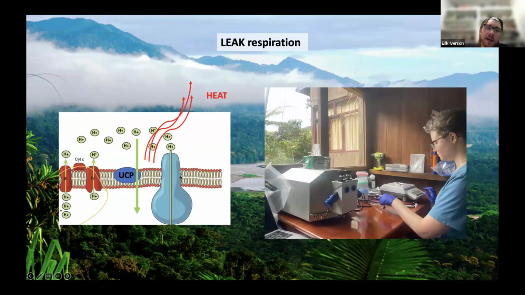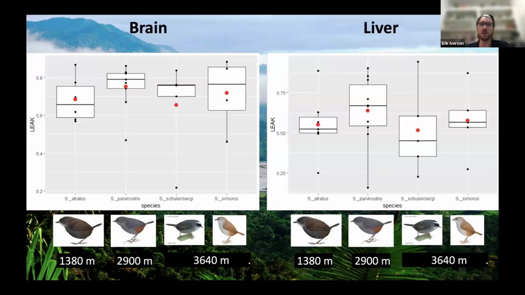Well, again, I mentioned how mitochondria can generate heat through the uncoupling of that mitochondrial membrane, allowing protons to pass and dissipate their energy as heat. So we brought a mitochondrial respirometer to the field. This is one of our undergrads using that in Peru. And what we found was that in both the brain and the liver tissue, mitochondria isolated from these tissues don't show differences in their capacity for heat production. This is what we would call leak respiration. So we're not seeing those adaptive differences there.